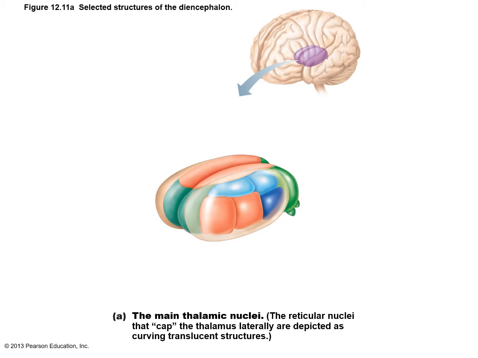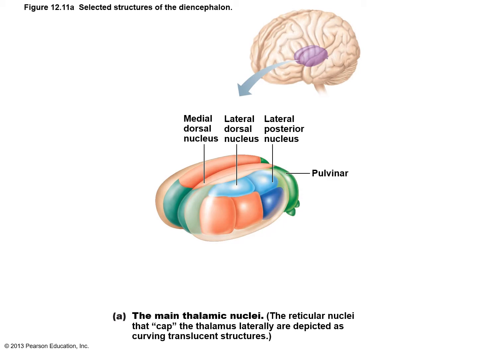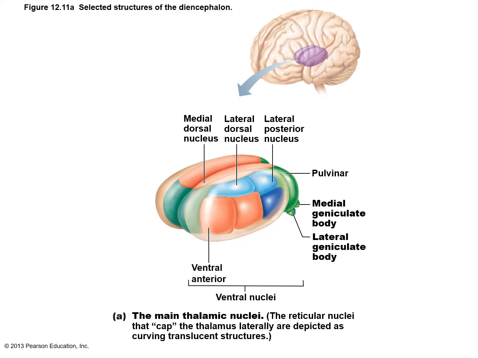So we're going to take a look at the main thalamic nuclei. First of all, you've got the medial dorsal nucleus, the lateral dorsal nucleus, and the lateral posterior nucleus. These are nuclei that are at the top and also on the sides. Next we have the pulvinar, which is connected to the medial geniculate body and the lateral geniculate body. On the bottom we have the ventral nuclei, which consist of the ventral anterior nucleus, the ventral lateral nucleus, and the ventral posterolateral nucleus. Finally, we have the reticular nucleus and the anterior nuclei.